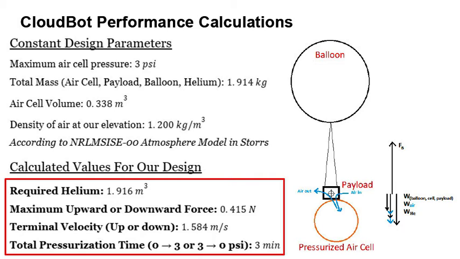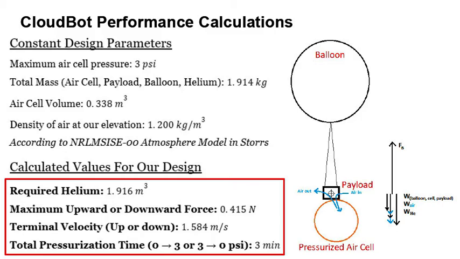We designed our Cloudbot around these critical design parameters, and then calculated the theoretical performance of our design using fluid dynamics and force balances. From our calculations, with a required helium volume of 1.9 cubic meters, we'll be able to achieve roughly 0.4 newtons of force in either the upward or downward direction. This correlates to a 1.6 meters per second terminal velocity in either direction.